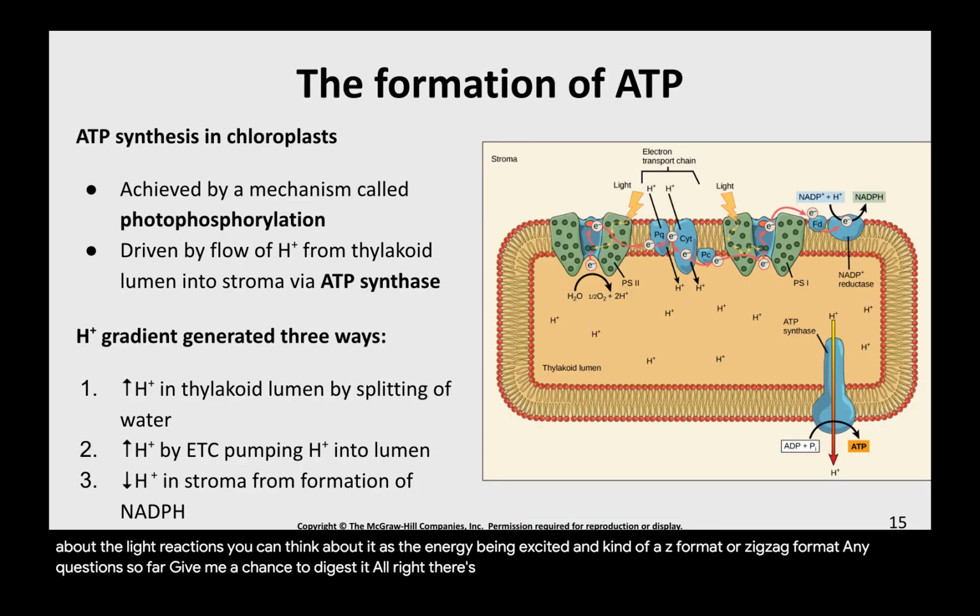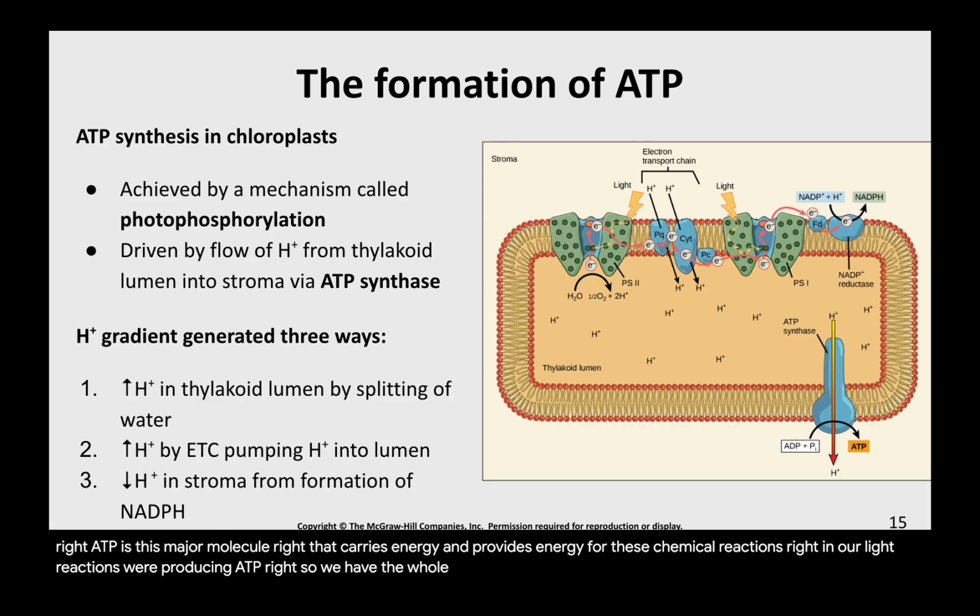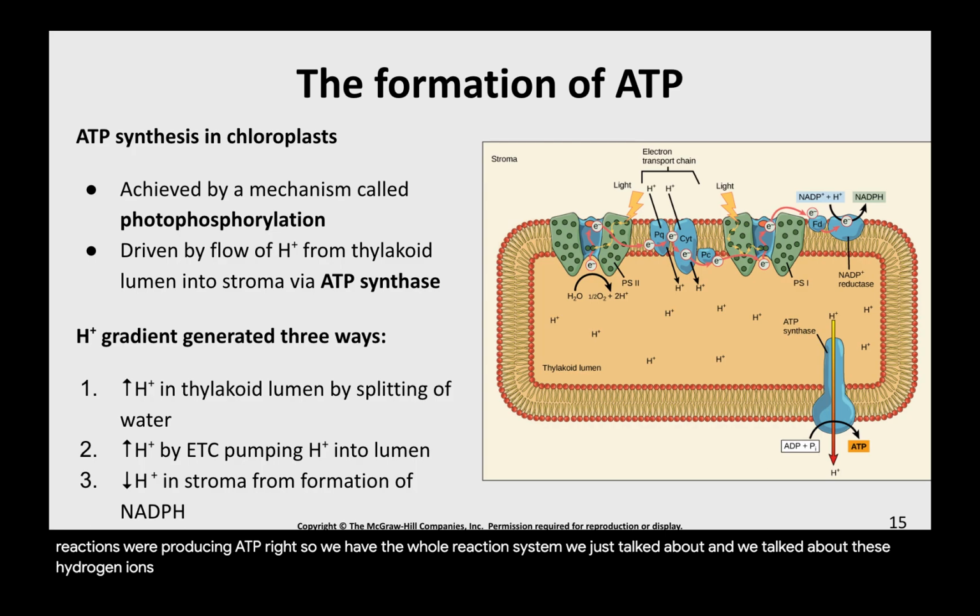All right, there's one more thing we have to talk about, and that is creating ATP. ATP is this major molecule that carries energy and provides energy for these chemical reactions. In our light reactions, we're producing ATP. So we have the whole reaction system we just talked about in our thylakoid membrane here. And we talked about these hydrogen ions. We're going to focus in on these hydrogen ions now, because they play a key role here.